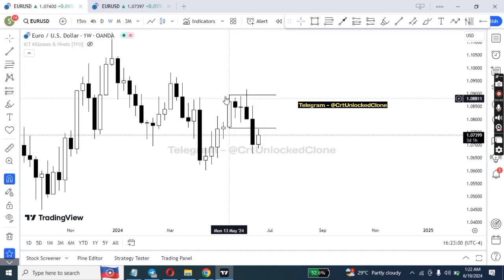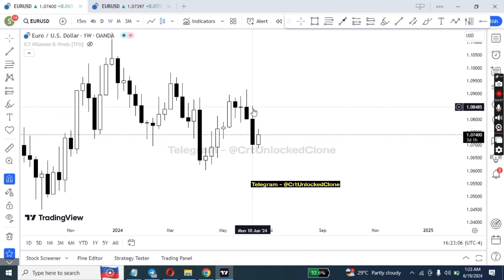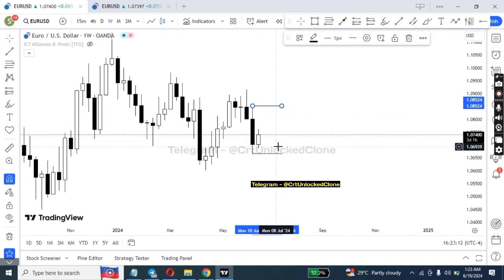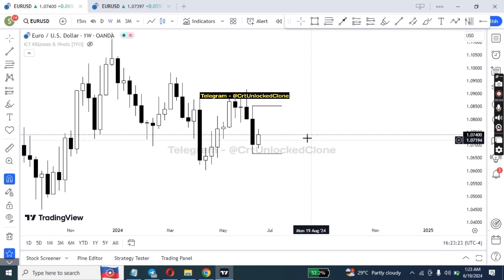Right now, we are currently right here, and here you can see that we have this big bulky candle, and we can actually treat this as a CRT, but we're not going to anticipate or expect it to be a CRT right away. We're going to need a certain context and narrative before we confirm this as our CRT, and I'm going to show you how you're going to do it.